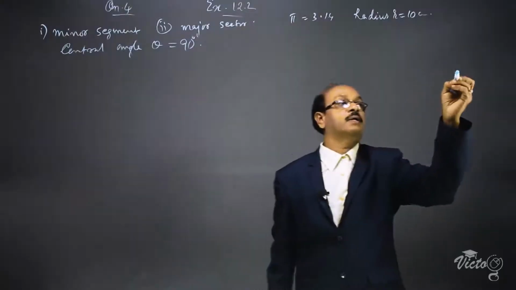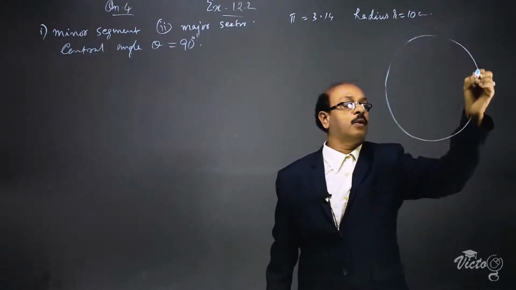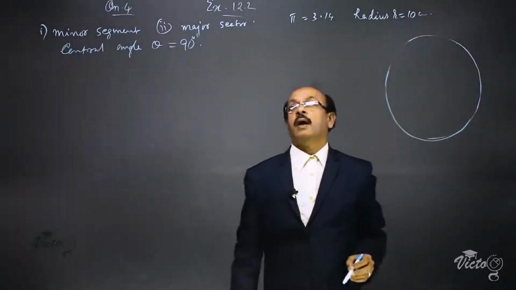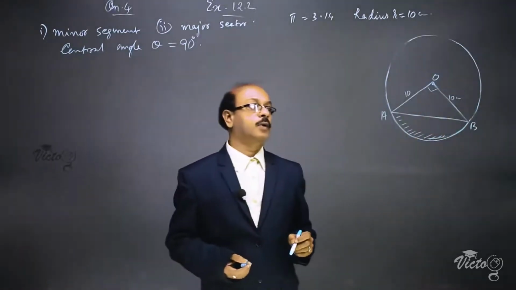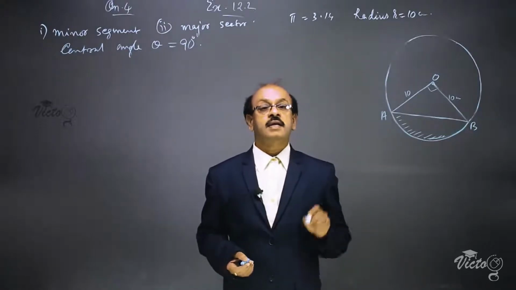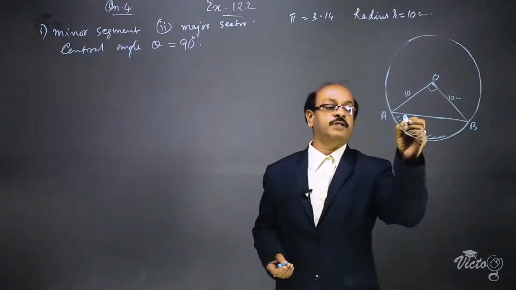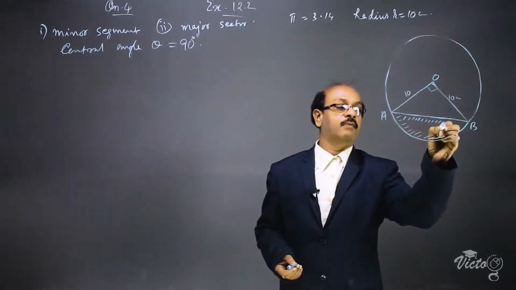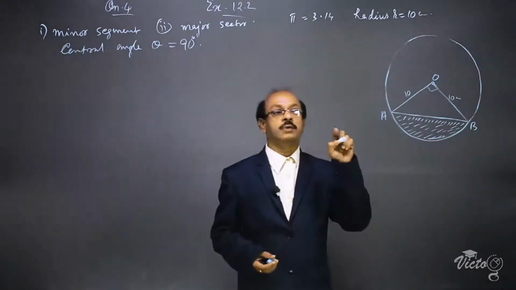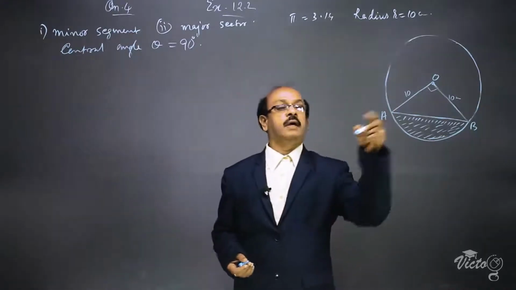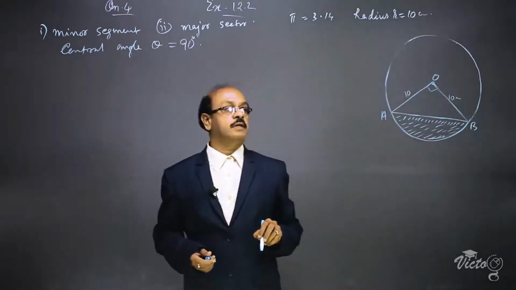Here is a circle of radius 10 centimeter, and the chord AB subtends a right angle at the center of the circle. Now, the minor segment means this shaded portion is the minor segment. We have to find out the area of this minor segment. For that, we have to find the area of the sector, then find the area of the triangle, then subtract the area of the triangle from the area of the sector.